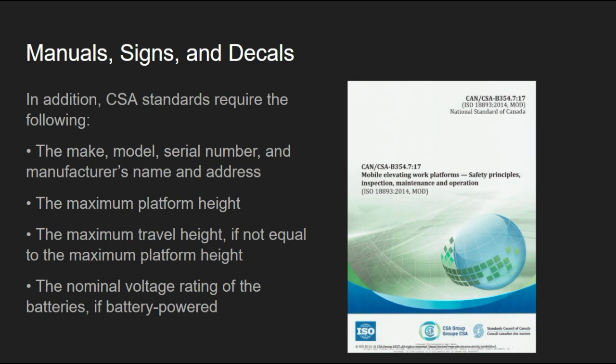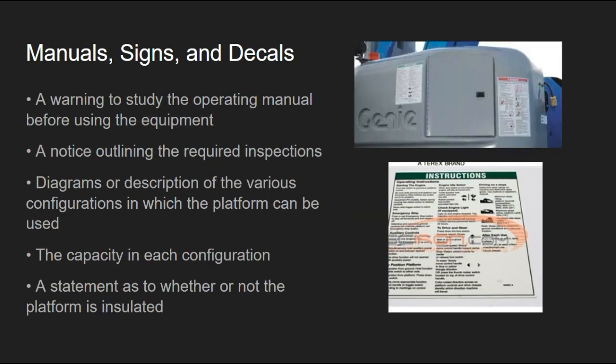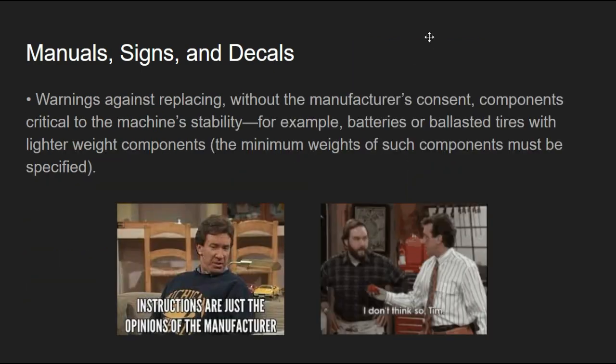the batteries if battery powered, a warning to study the operating manual before using the equipment, a notice outlining the required inspections, diagrams or description of the various configurations in which the platform can be used, the capacity in each configuration, a statement as to whether or not the platform is insulated, warnings against replacing, without the manufacturer's consent, components critical to the machine's stability. For example, batteries or ballasted wire tires with lighter weight components. The minimum weights of such components must be specified.